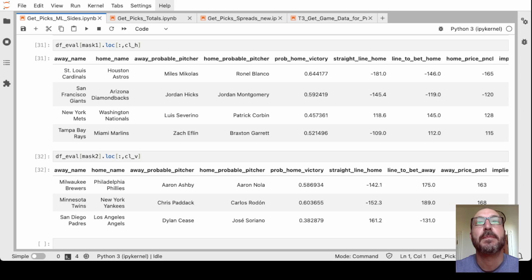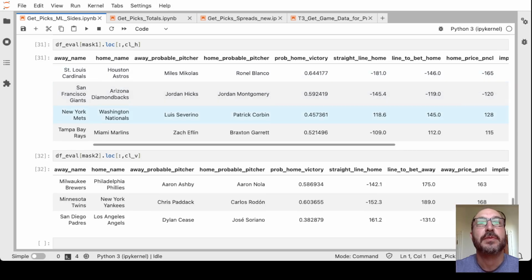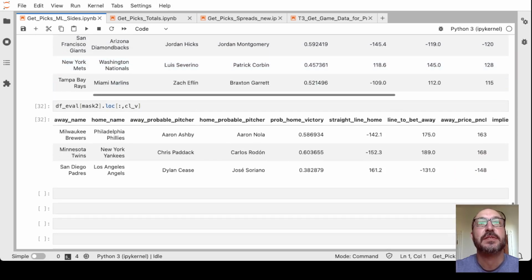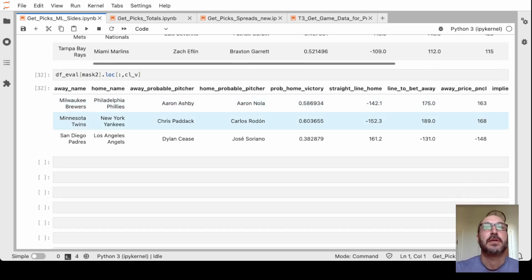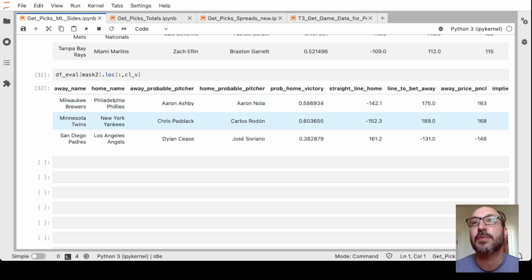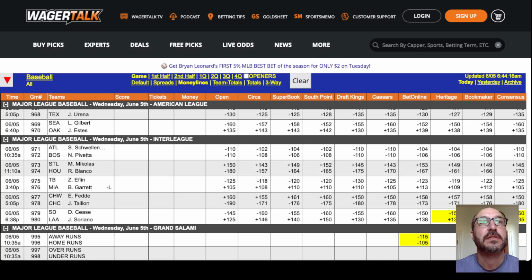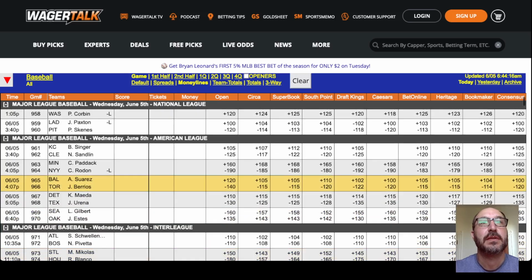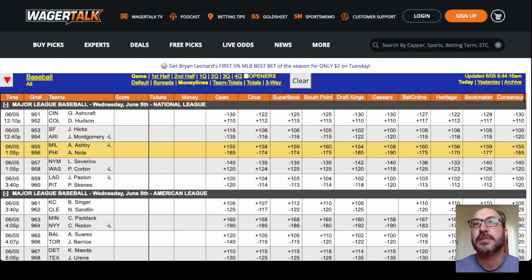Next up, 3 away teams. First is the Brewers at the Phillies. It likes the Brewers if you get 175. Let's see if we find that. Brewers, no, we're not getting 175. We're getting 160. It's as good as it's getting.